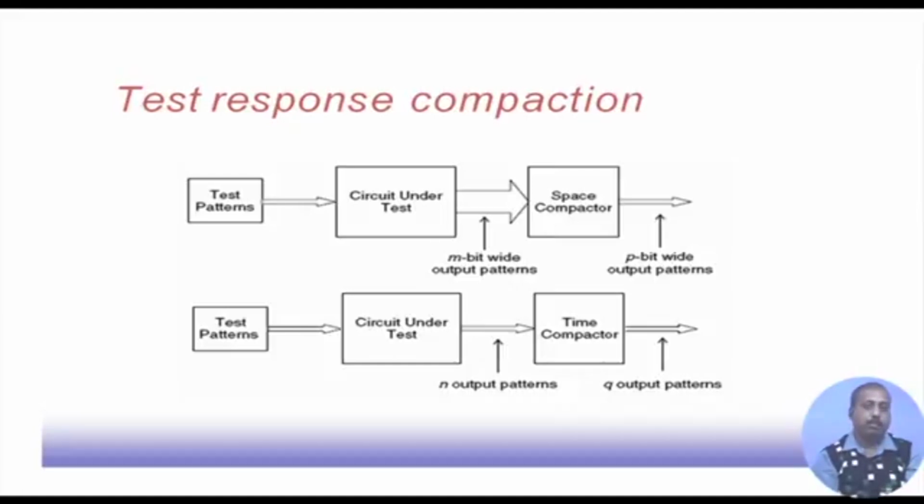That way this time compactor is going to be useful in reducing the responses in the time domain. Again there will be some summation, some signature computation that will be done. Some network will be put there so that it does a compaction in time. Both the space compactor and time compactor are used in such a fashion that we can store only maybe 1 or 2 signatures for the entire test session.